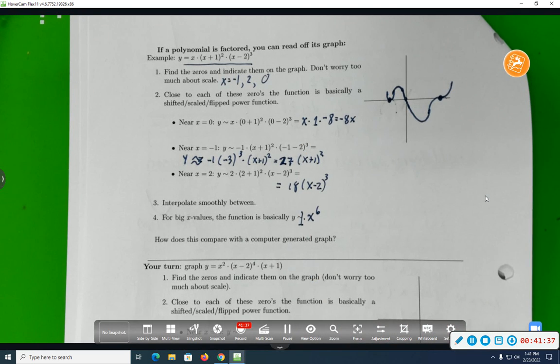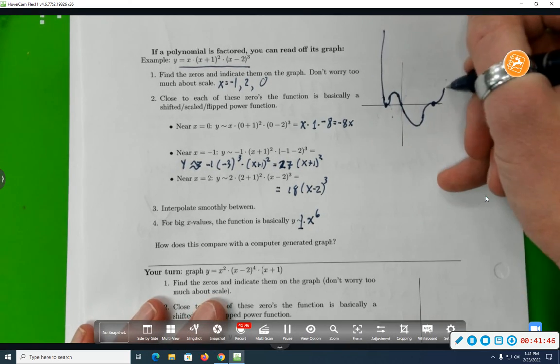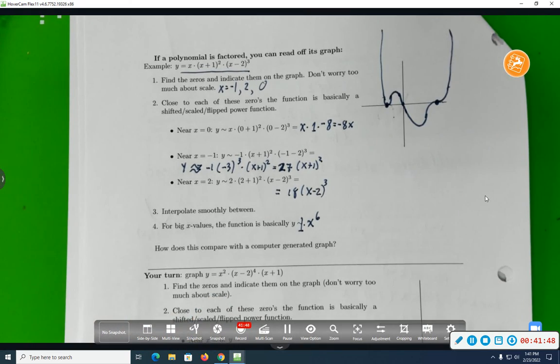Oh, but we know what the graph of x to the 6th looks like. So that tells us what the asymptotic behavior is, what the big x value behavior is. Let's just add that to the graph. It looks kind of like what the graph of x to the 6th looks like. Of course, I've curved back on myself, so I failed the vertical line test, but groovy.